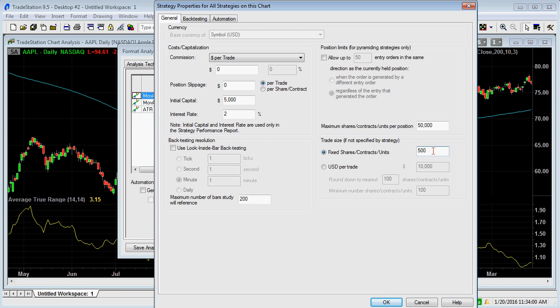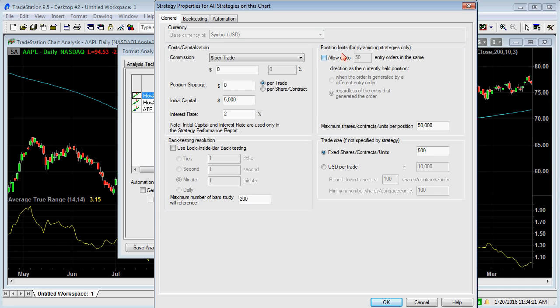Here at the bottom right, we talked about the size of your trade. In the strategy backtest, you can do a fixed number of shares, contracts, or units, or you can do $1 per trade, and TradeStation will calculate it based on your settings, round down to the nearest 100 shares, and then you have a minimum number of shares or contracts. So you do have a little control over the strategy and what it's doing.